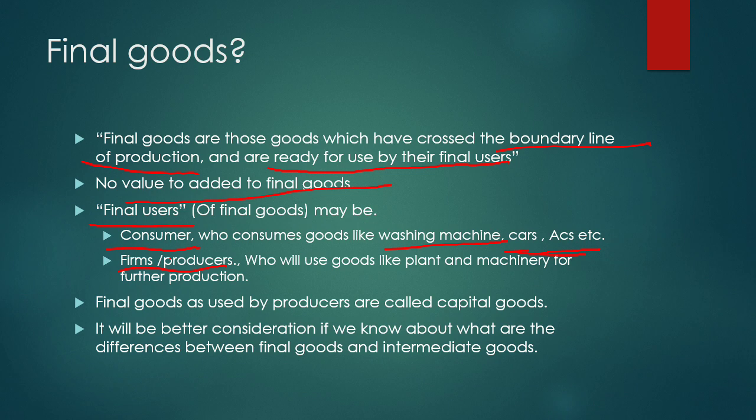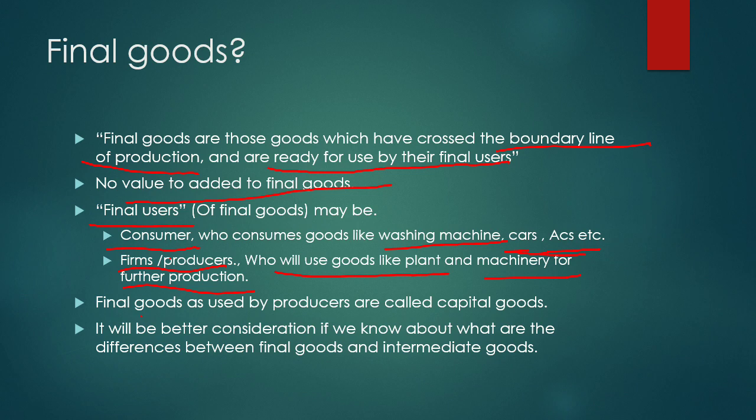So final products can be for the consumer if he consumes as a final user. A firm or producer can also be a final user who will use goods like plant and machinery for further production. If a company is buying machinery for making goods which can be sold in the market, then this machine, purchased by the firm, will be called a final product. And the producer purchasing it will be called a final user.